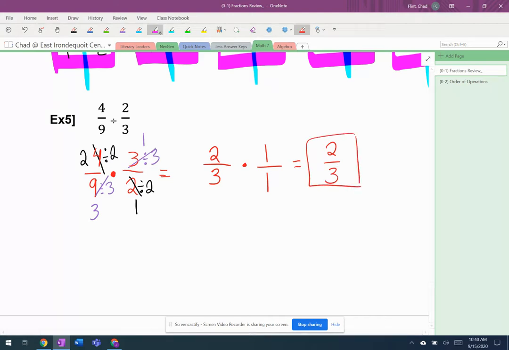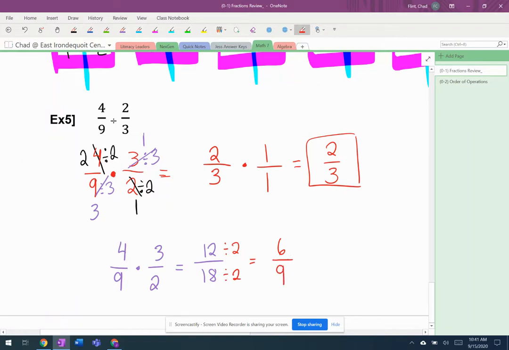And so again, real quick, if you're good here, you can shut this video off and move on to the practice problems. But if you didn't think about the cross-canceling, remember, you can just multiply straight across. You would just have to do some simplifying at the end. So 4 times 3 is 12, 9 times 2 is 18. I know that both 18 and 12 are divisible by 2. So if I divide by 2, 12 divided by 2 is 6, 18 divided by 2 is 9.